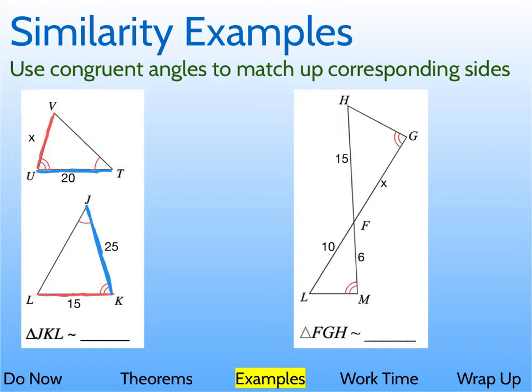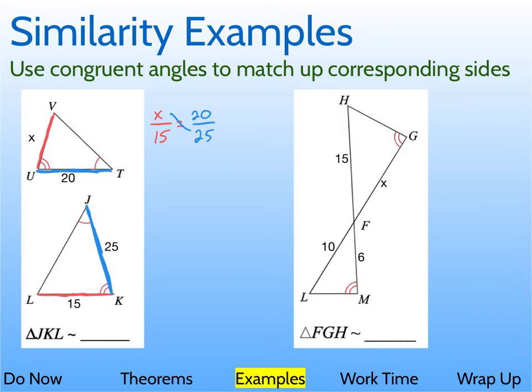So yeah, we can use this to create a proportion and solve for x. So you start off with x over 15. I did the red sides first. Doesn't matter which ones you do first, but I chose the red ones. Equals 20 over 25. So then all you have to do now is cross multiply.